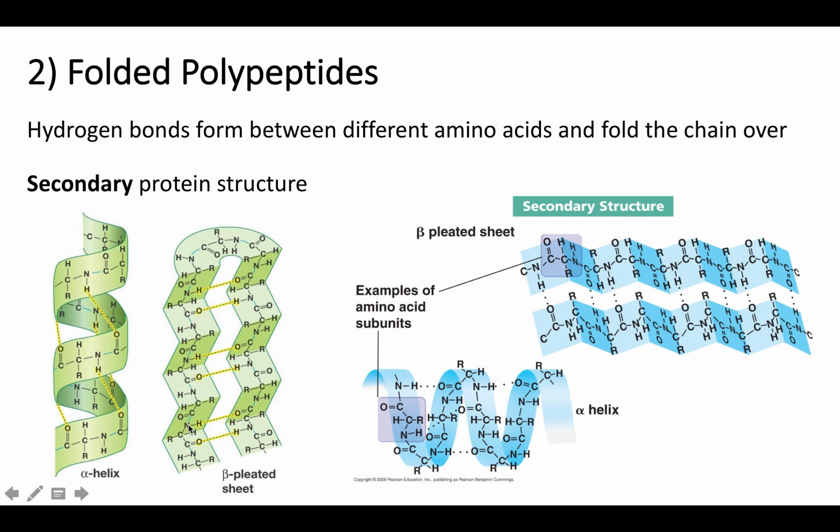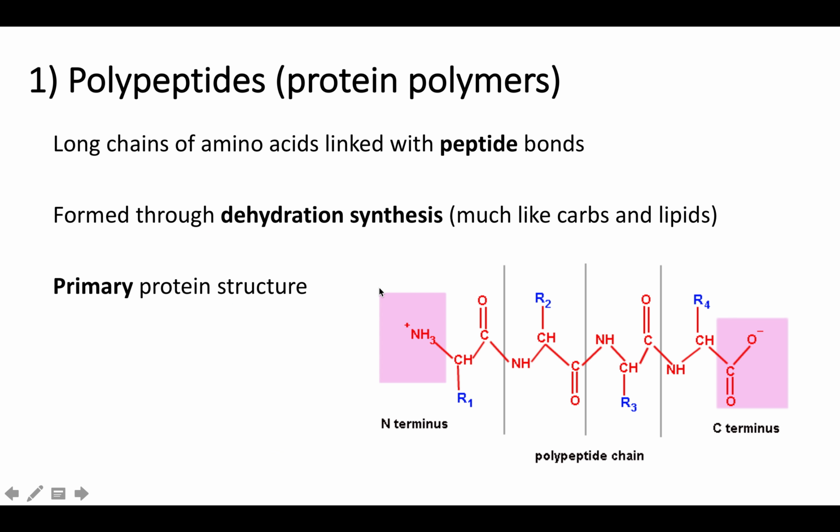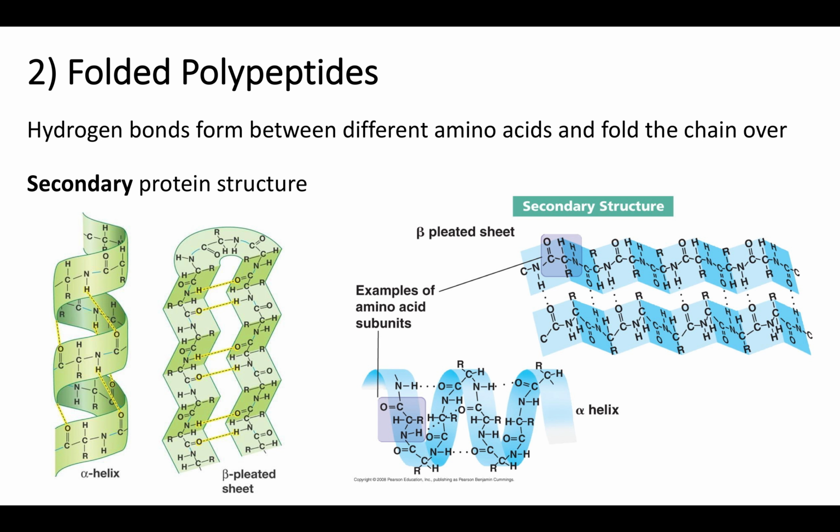But you sort of crimp the ends so that they're folded and kind of zigzaggy, okay? And that's a beta pleated sheet. It kind of looks like this, boop, boop, boop, boop, and they're parallel. And you see, again, hydrogen bonds between the different amino acids. So this is the secondary protein structure. Primary protein structure was just a chain. Secondary structure, we take that chain and it's folded. But it just so happens it's folded into two kind of unique shapes.